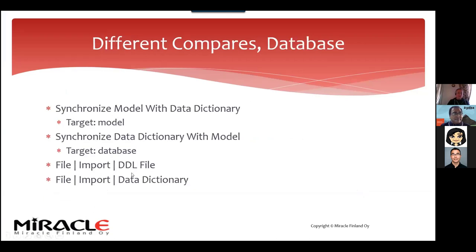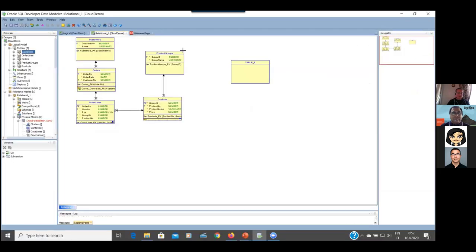You can use File, Import, DDL file or File, Import, Data Dictionary. And instead of saying compare, you will say a new relational model in the options. And that will create the relational and the physical model of the database. And if you want to create the logical based on whatever just came from the reverse engineering, there's this double arrow here that will engineer to logical model. So that is automatically creating your logical model for you, the entity relationship diagram for your reverse engineered database.